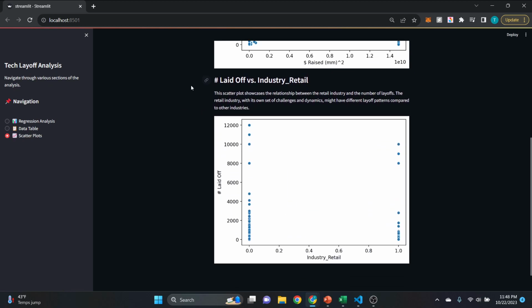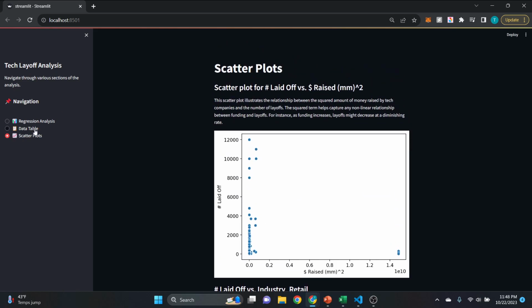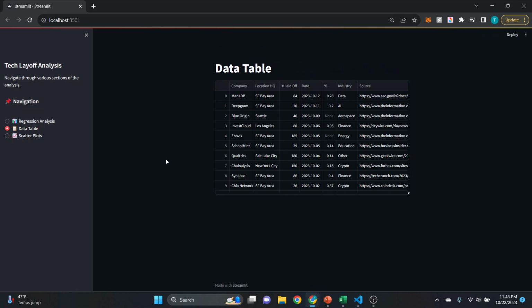And this is another scatter plot that I came up with that shows the number of people laid off versus the retail industry.